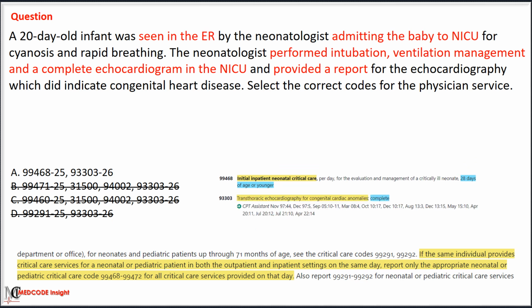So the correct option is option A, which includes code 99468, which is used for initial inpatient neonatal critical care per day for the evaluation and management of critically ill neonates 28 days of age or younger, as well as the code 93303, which is used for transthoracic complete echocardiography for congenital heart disease. Modifier 26 is used for the professional service.